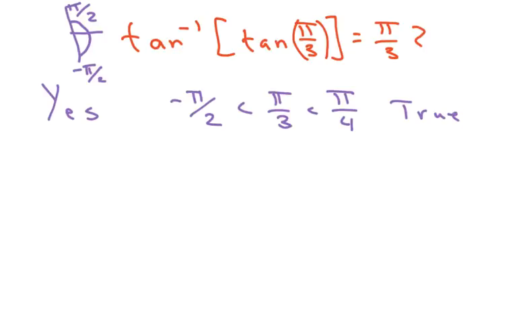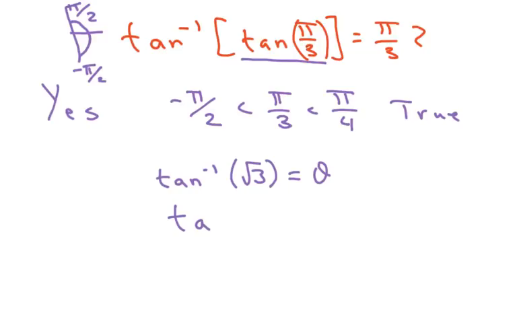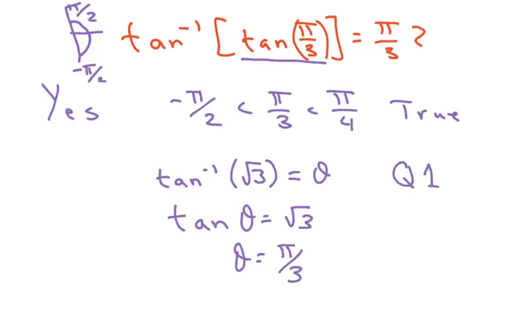Or you could say, well, tan of pi over 3 is square root of 3. So this equals square root of 3. And then you set this to your angle. And your angle would be pi over 3, because you have to be in quadrant 1. Okay? And let's see if we have another one.